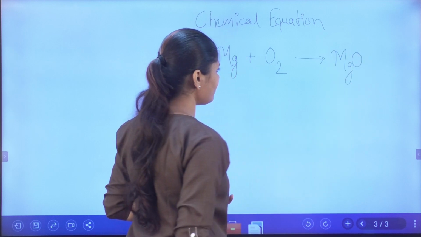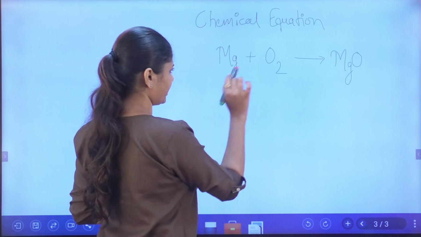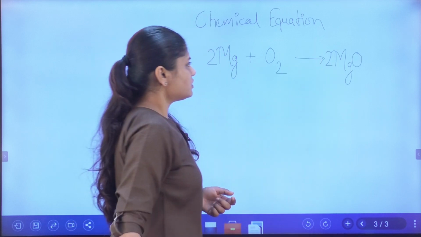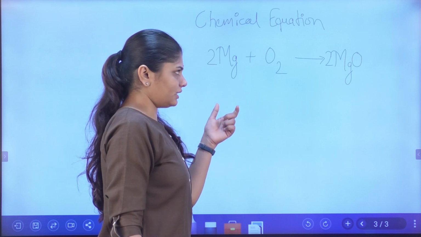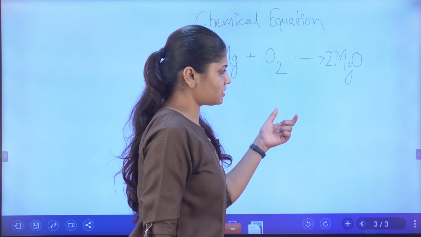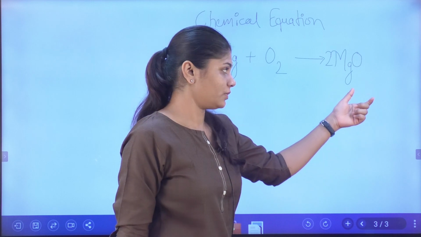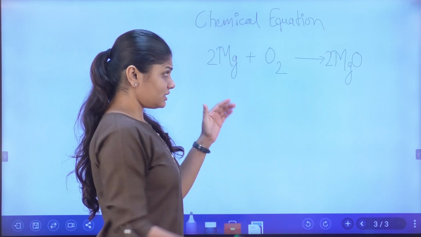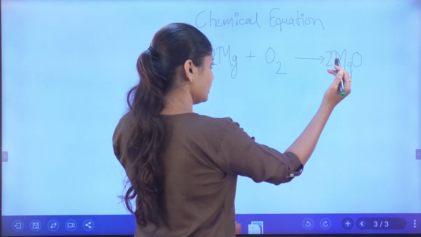MgO. So again I am getting it balanced. This is 2 and this is 2. So see here, the magnesium combines with oxygen, and what is the product? The product is magnesium oxide. Now this is the way to write a chemical equation.